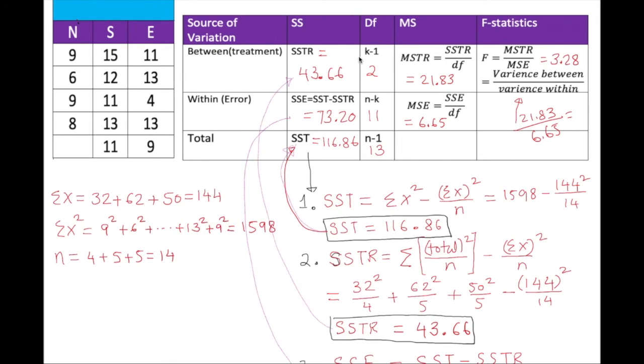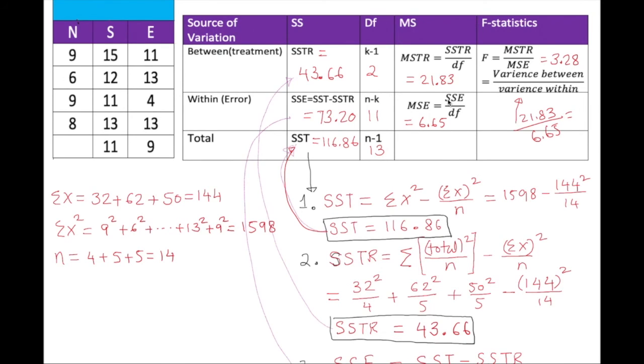So we divide this by 2, we get 21.83. We divide this by 2, we get 6.65. And of course, we divide variance between divided by variance within. So if you divide, our F statistic comes out to be 3.28. So that's the takeaway here.